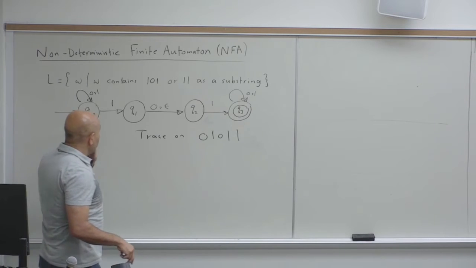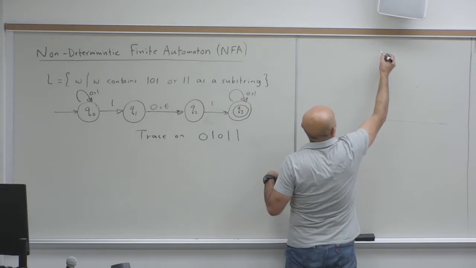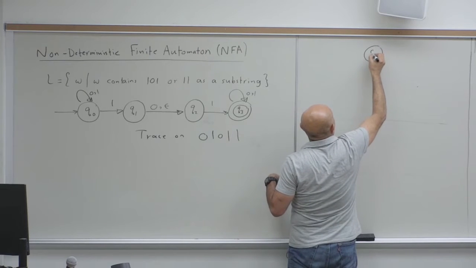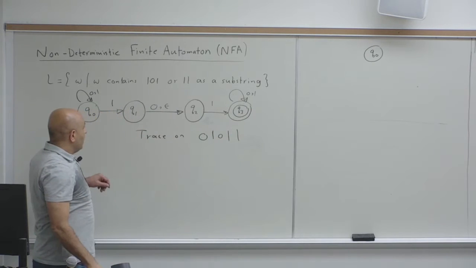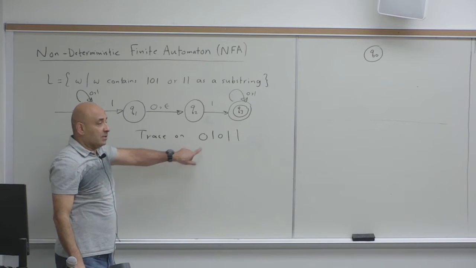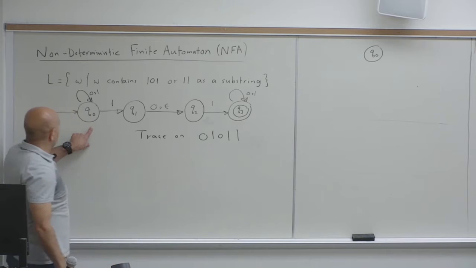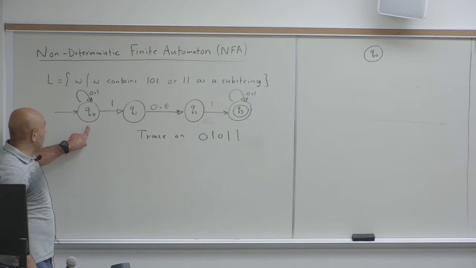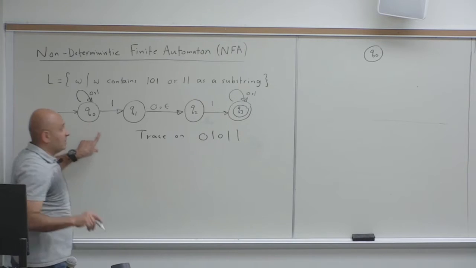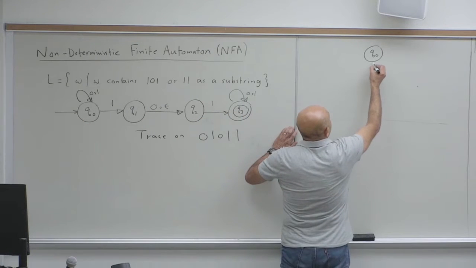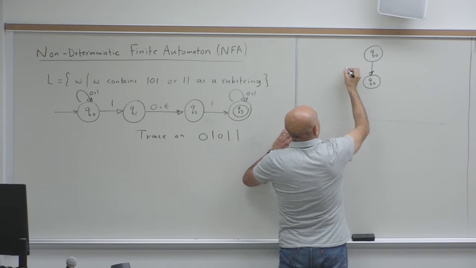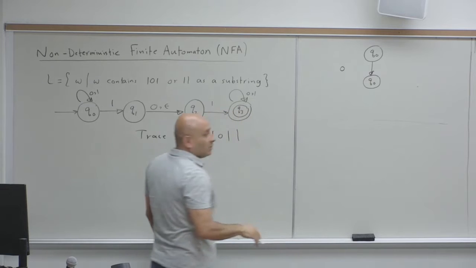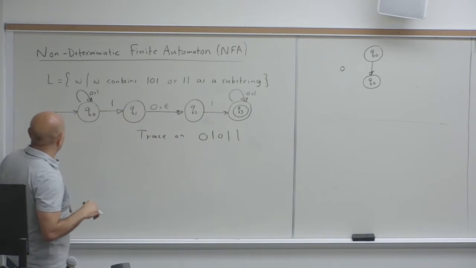So initially we are in Q0. Then the first symbol is a 0. So now we look at this. We are in Q0 and we get a 0. What does it tell you? Loop back on it. Stay in Q0. So you only have one option. On a 0, you just stay in Q0. So far, it's like a DFA.